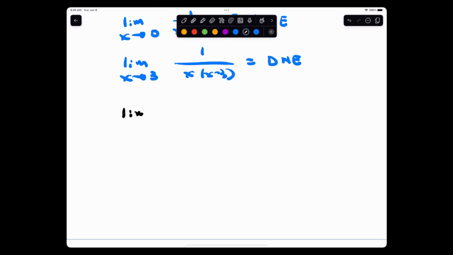So what if they said, what's the limit as x goes to 1 over what? 1 over x, x minus 3. What do you guys know about this? See if you guys can put these ideas together.